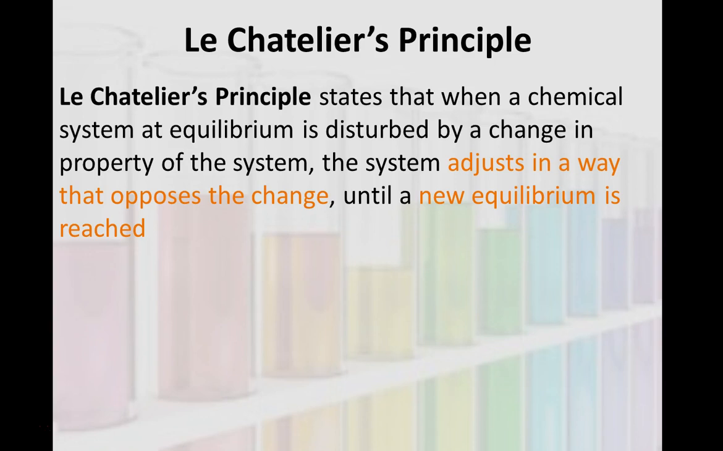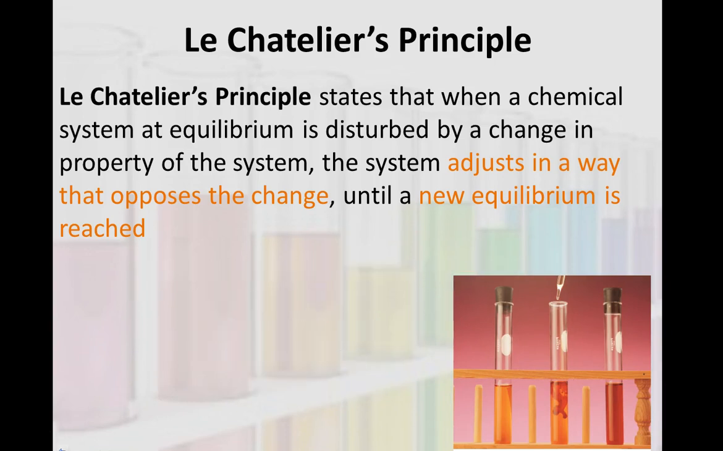So Le Chatelier's principle states that when a chemical system at equilibrium is disturbed by a change, the system adjusts in a way that opposes the change until a new equilibrium is reached. So whatever you decide to change in a chemical system, the chemicals react by doing the opposite thing, right? It's kind of like Newton: every action has an equal and opposite reaction. Same principle more or less applies in these chemical reactions.